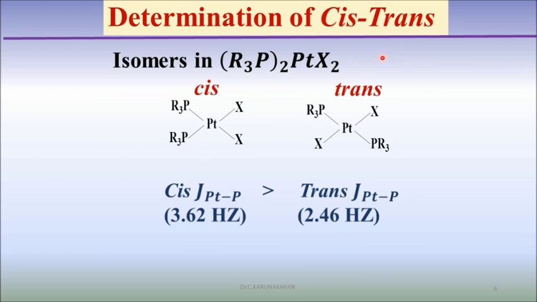NMR is also used to investigate cis-trans isomers. For example, in a platinum complex, the cis isomer will have different coupling. Platinum I equals 1/2, phosphorus I equals 1/2, coupling constant. It is cis 3.62. From the coupling constant values, the cis-trans isomers can be determined.